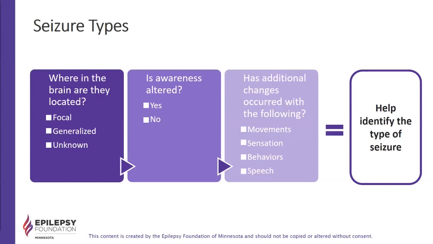Many times the person having the seizure will not be aware and be able to track all of the different parts that occurred during the seizure. And so either their family member, someone at school, someone who is around them when they're having their seizure, documenting the answers to these three questions is important, and then working with their doctor to help identify the type of seizure that they have been having.